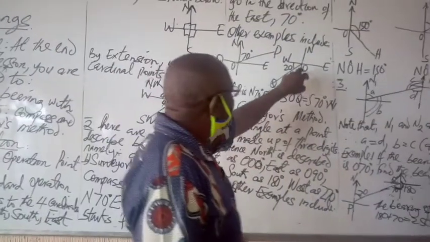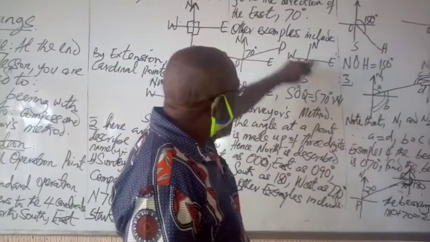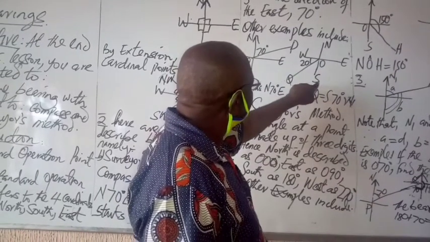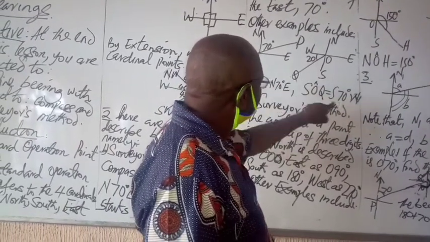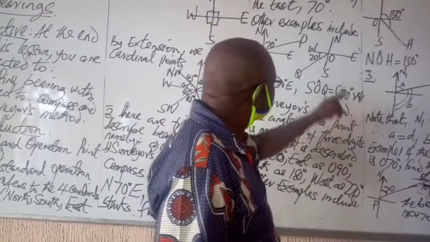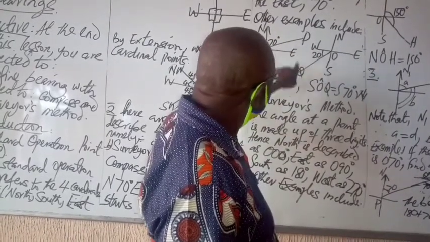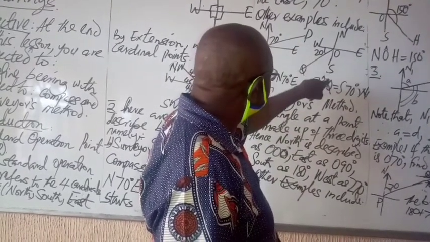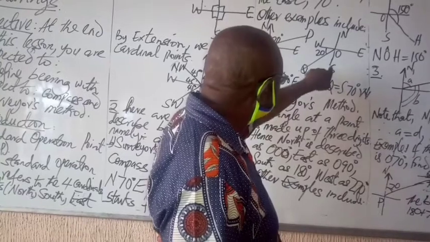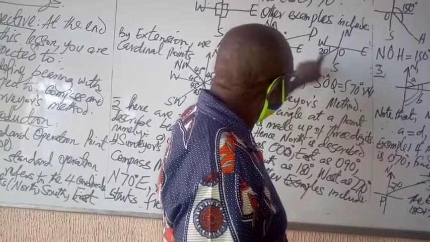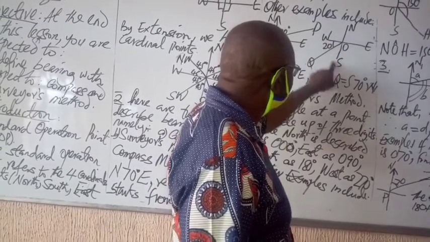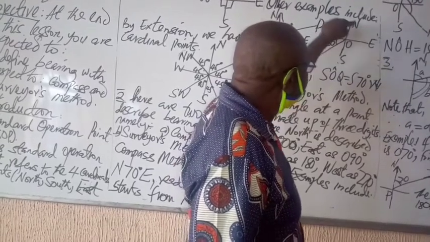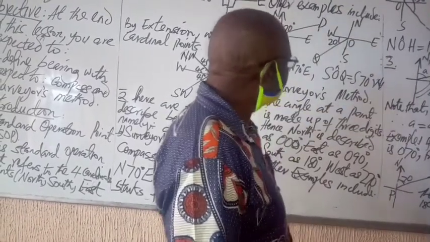Similarly, if you look at this diagram, then angle SOQ will give you 70 degrees southwest, not the other way around. You start from the south to go to west, or start from the south to go to east, or start from the north and move to east, and so on and so forth.